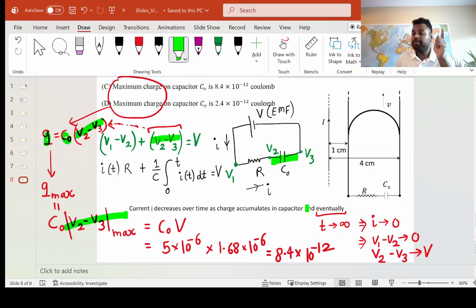And when will that be maximum? As the time approaches infinity, the current will drop because the charge is being accumulated on the capacitor plates. Eventually the voltage across the capacitor plates will be V, and that will give you maximum charge C0 V. V is the EMF. And that will be 8.4 multiplied by 10 to power minus 12 coulomb. C is correct, D is incorrect.